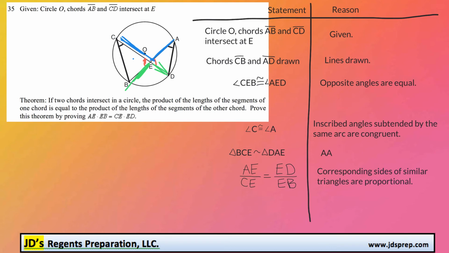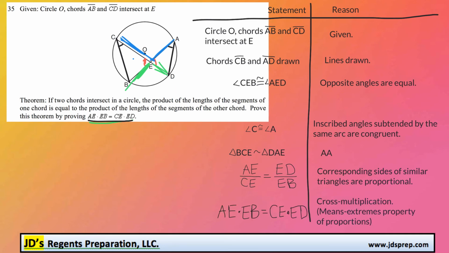And now we're getting to the final point of the proof. We're going to get to this final statement by doing cross multiplication of these two ratios. So you can see the final statement there has now proven this theorem, and the reasoning is cross multiplication, or you may have also heard it as the means extremes property of proportions. All right, pretty lengthy process, but I hope everything in that question made sense.